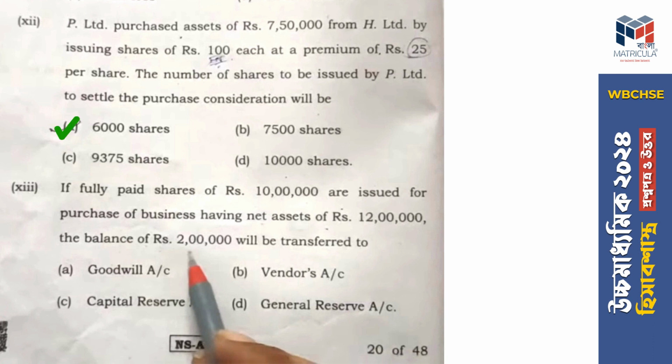Right answer is A, 6,000 shares. Number 13. If fully paid shares of rupees 10 lakh are issued for purchase of business having net asset of rupees 12 lakh, the balance of rupees 2 lakh will be transferred to option A, goodwill account, option B, vendors account, option C, capital reserve, option D, general reserve account. Right answer is option C, capital reserve.